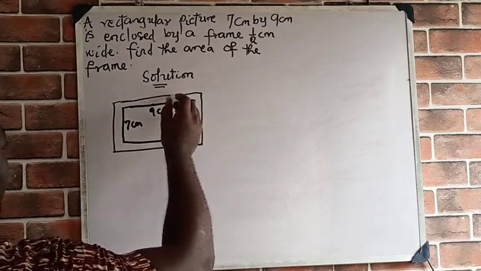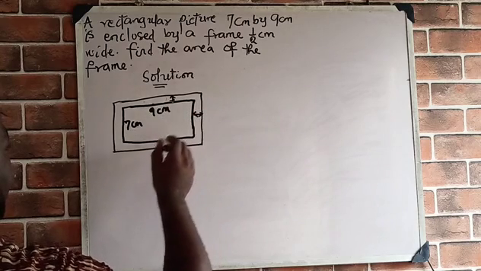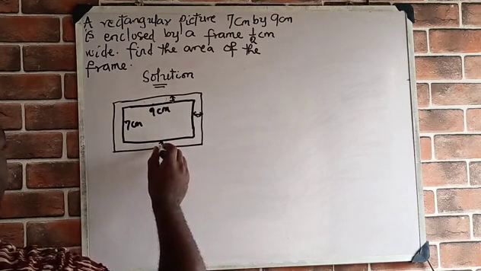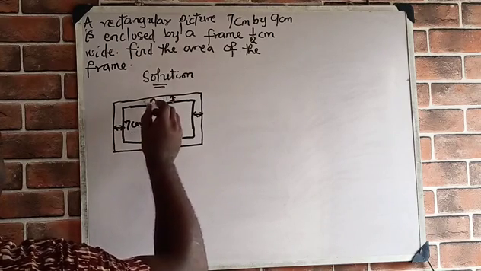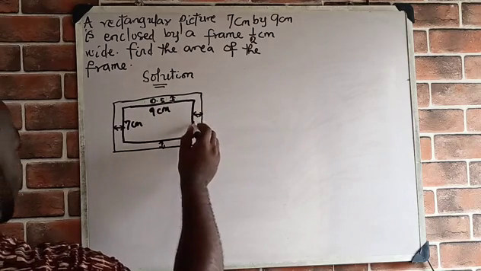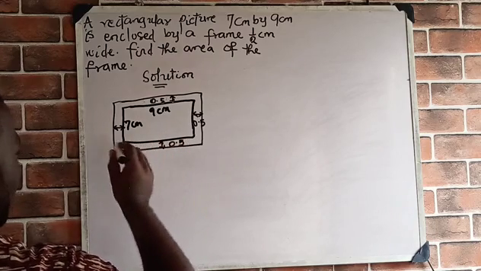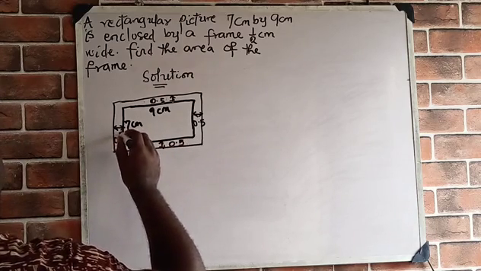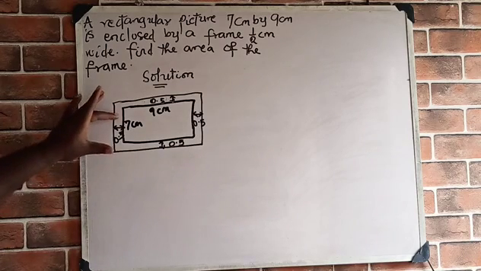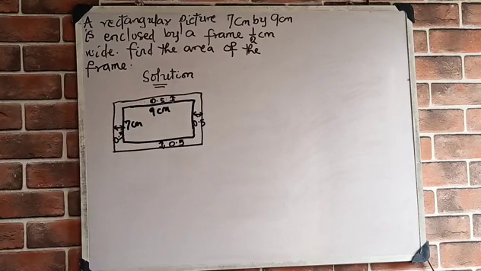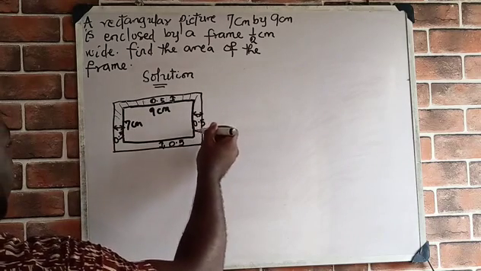And the width of the frame is half cm, and half is something like 0.5. It's 0.5 cm wide on every side. Now we're asked to get the area of the frame. That's the shaded part. I'm to shade here as the area of the frame.